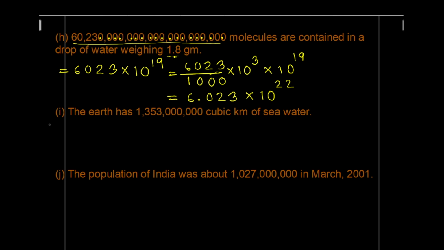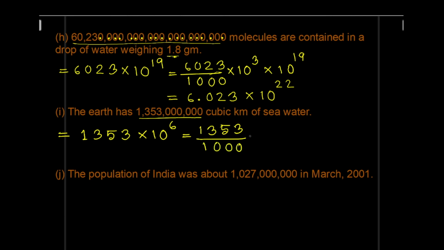Okay, next question number I. The earth has this much cubic kilometer of sea water. Okay, so how can we convert 1353 into 10 to the power, how many zeros are there? 6. So here the unit, okay, no unit you have to give. So here it will be 1353 divided by 1000, into 10 to the power 3 into 10 to the power 6. Okay, so it will be 1.353 into 10 to the power what? 9.